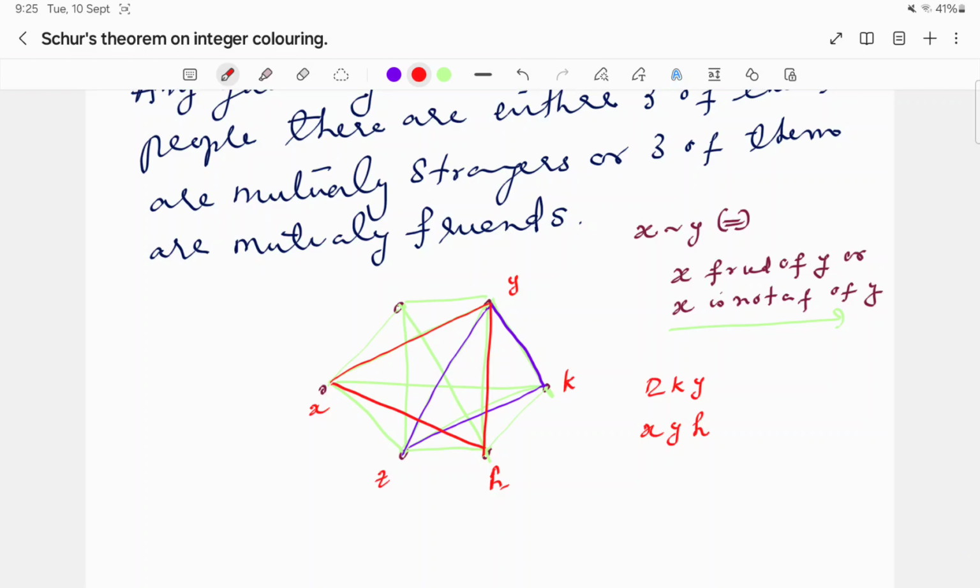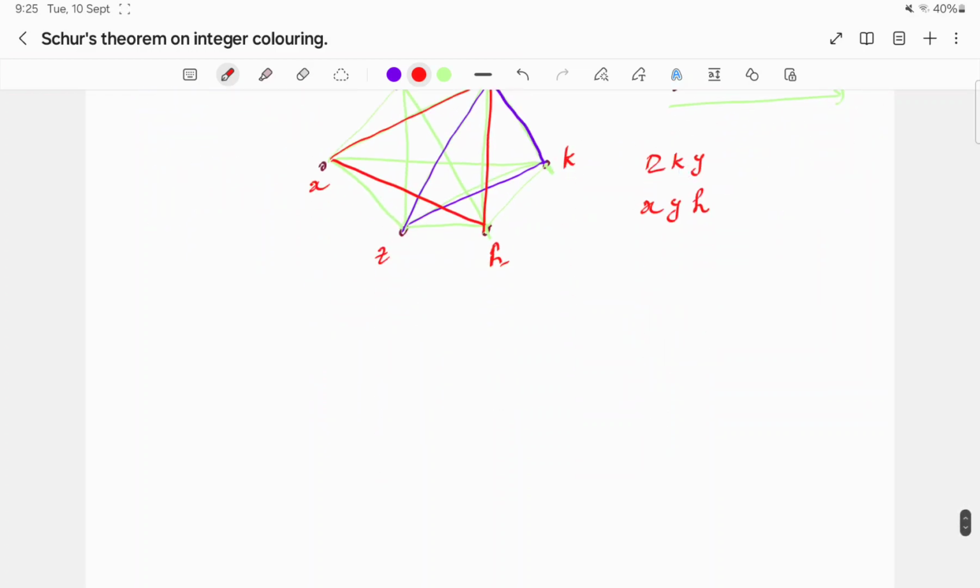So this is the idea. But is it always possible that there is a monochromatic triangle? When I say monochromatic, that means a triangle with the same color. So that is the question. Can we prove it?